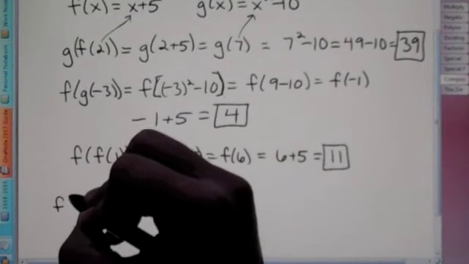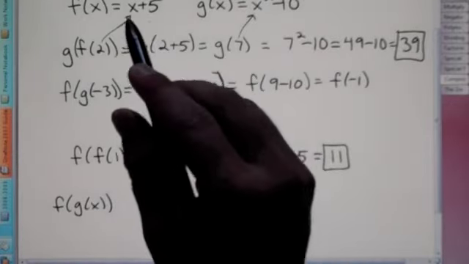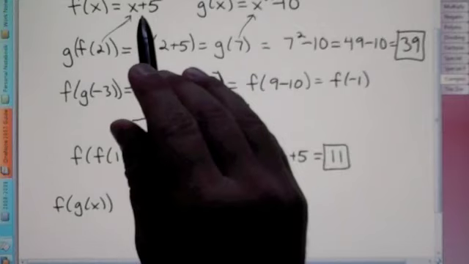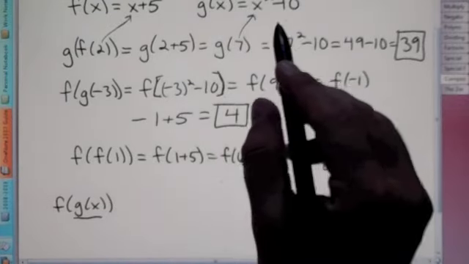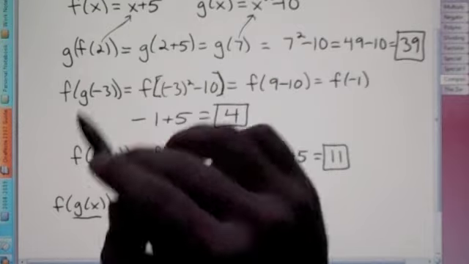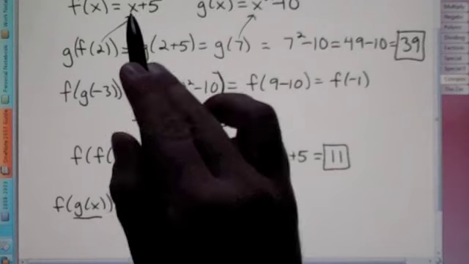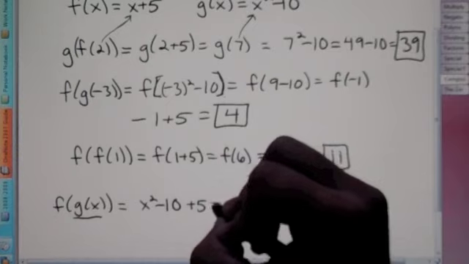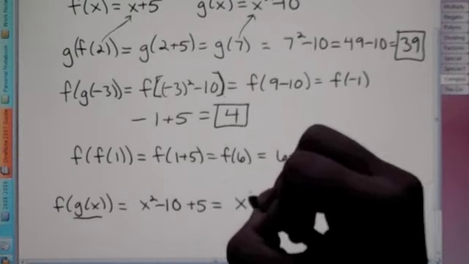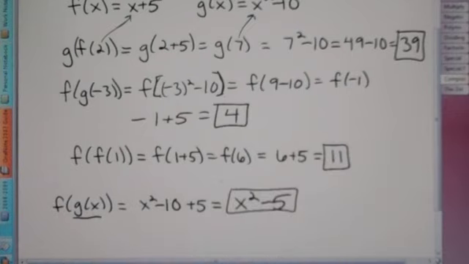Or I'm just going to say, what's f of g of x? So we're going to use our same equations up here. f of x equals x plus 5, g of x equals x squared minus 10. It says take whatever g of x is, in this case we know it's x squared minus 10, and plug it into x on the f function. So you have x squared minus 10, and you're plugging it into this x. So that leaves just a plus 5 on the outside. So now, combine like terms, your final answer would be x squared minus 5. That's what f of g of x would be.